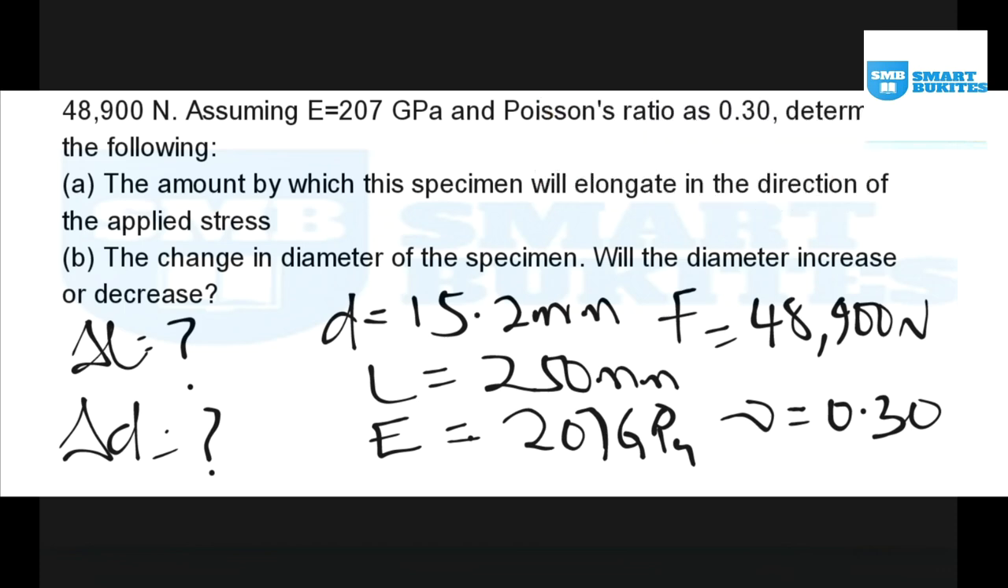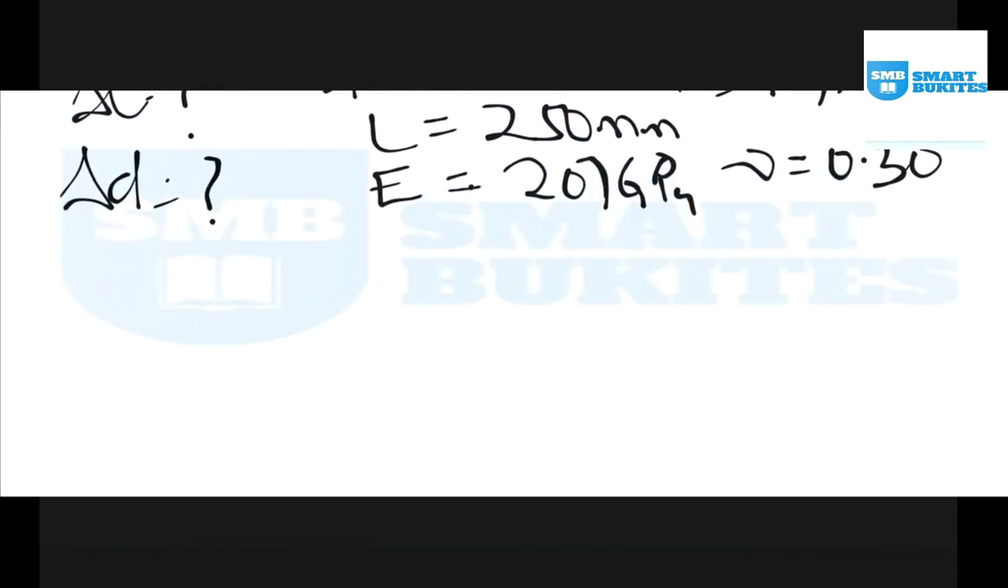Now the solution. To solve this question, you need to have the strains, that is the strain with respect to the length and with respect to the diameter. So for us to find the strain with respect to the length, first of all we need to find the stress. Then from that we will get the strain and we will get the change in diameter. We know that stress is equal to force over area, but we don't have the area.